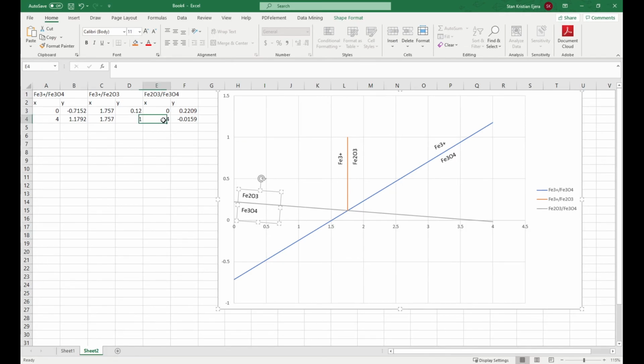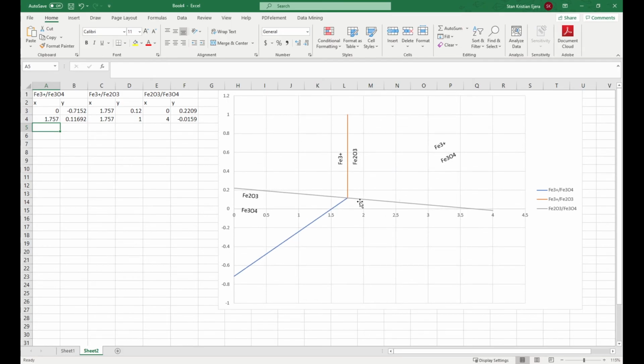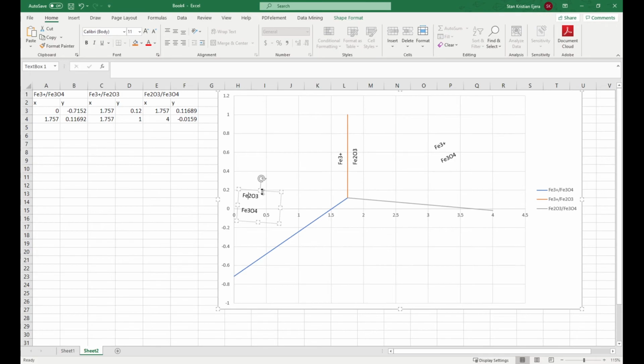So if I did that again, what I did here is 0, sorry. What we did is 1.757 so that the blue line is cut up to here. And then here, what we'll do with the gray line is it only goes from here to here. Right? So, we'll change the 0 to 1.757. Okay? Now, let's move this here. Let's move this here. And, we can make this just one text box. So, this is the Fe3O4 region.